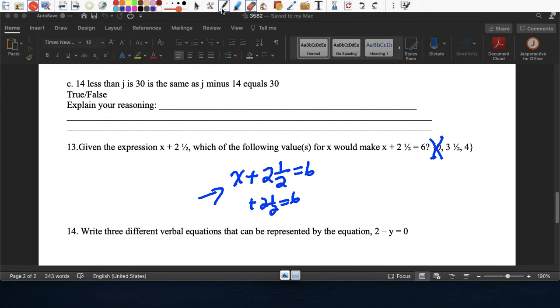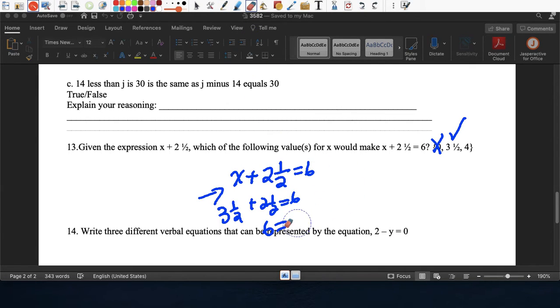Let me put 3 over here. Is 3 plus 2.5 equals 6? Also no. Oh, sorry. First one was 0, right? So that was a no. Second one is 3.5. Is 3.5 plus 2.5 equals 6? In your calculator, you can do 3.5 plus 2.5, and that equals 6. And is that the same as the other side? That's the same thing. Okay?